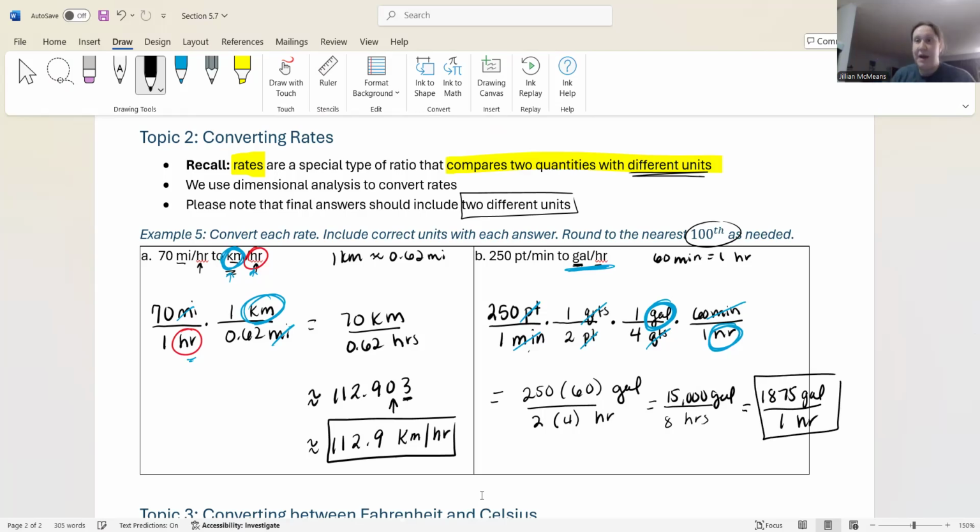So just imagine something that cranks out some kind of liquid, 250 pints per minute. And what would that be in gallons per hour? It is 1,875 gallons in 1 hour. So that is converting rates, okay? Part A, not too bad. We were really just doing one conversion. Part B was a true rate conversion where you're converting 2 measures at the same time, okay?